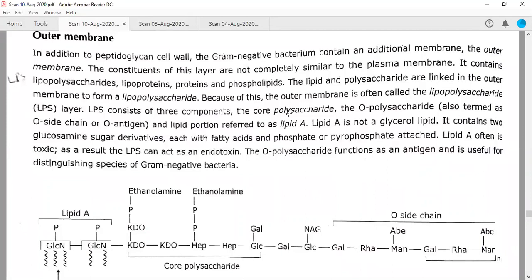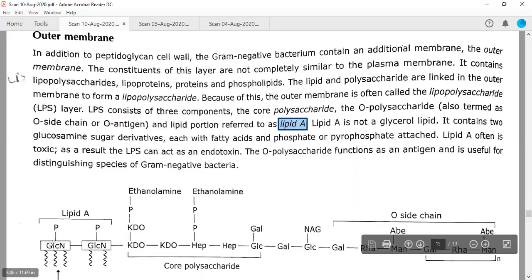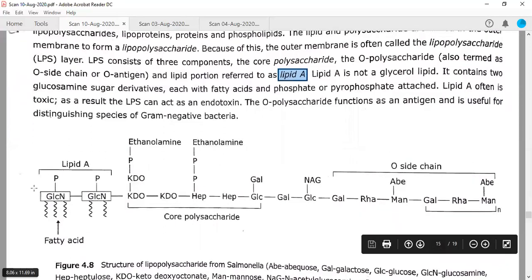Now, this is a direct question. This has been asked in previous years. This lipid A is the main culprit which gives pathogenicity to the gram-negative bacteria. So this lipid A is not a glycerol lipid actually. Why is this toxic? Because this is not a glycerol lipid, which is normally present in our body also. It is something different. It contains two glucosamine sugar derivatives. If you look at the structure here, there are two derivatives of glucose molecule.